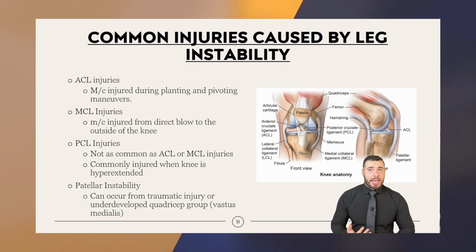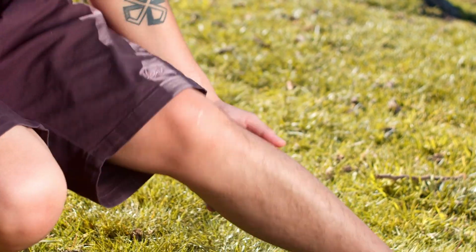The first one that we have is ACL injuries. This is the most commonly injured area of the knee, which is caused by planting or pivoting maneuvers. The second area that is almost as common as ACL injuries are MCL injuries. These are most commonly injured from a direct blow to the outside of the knee.